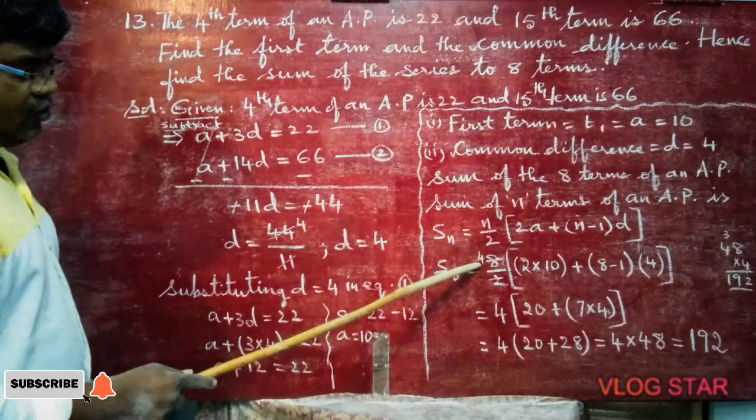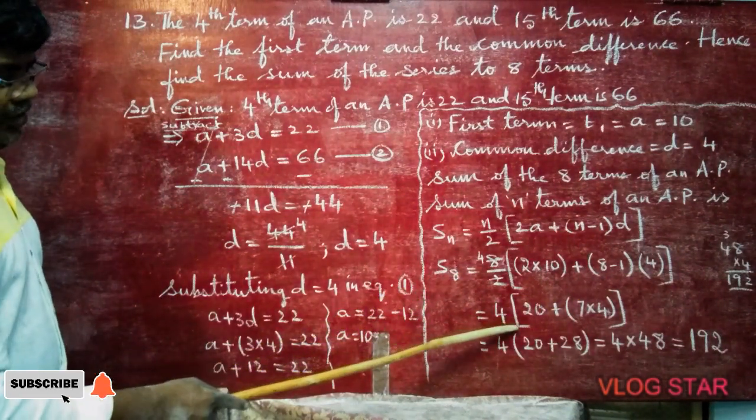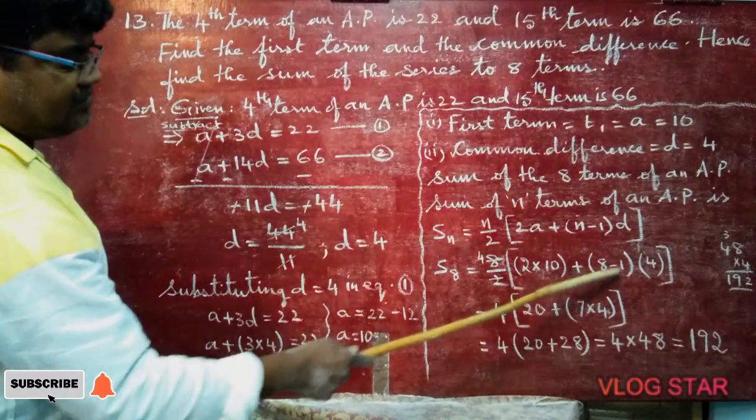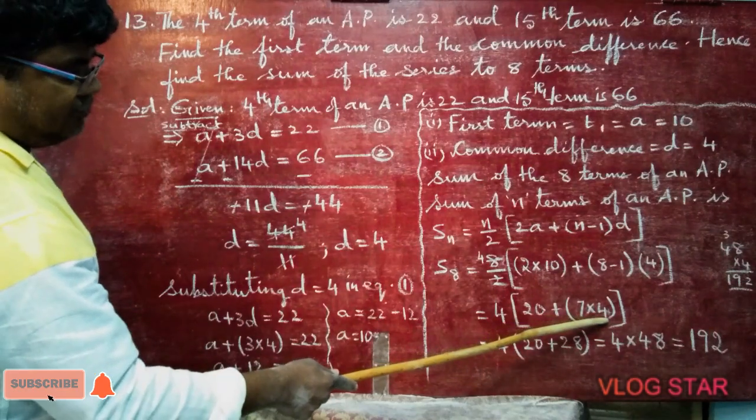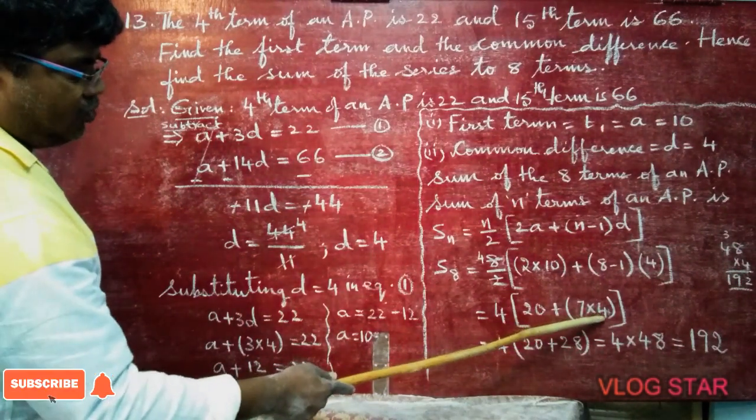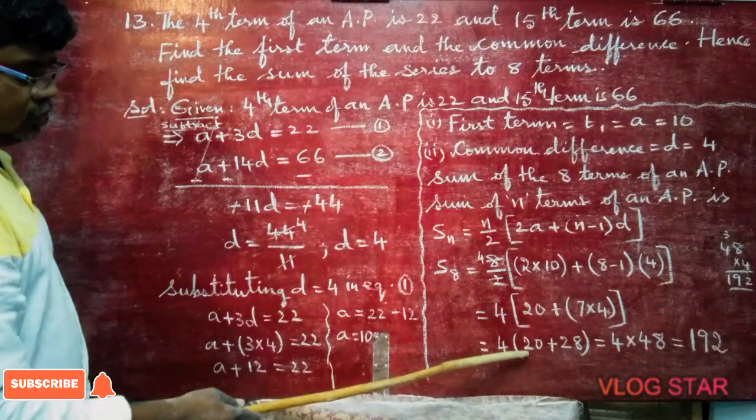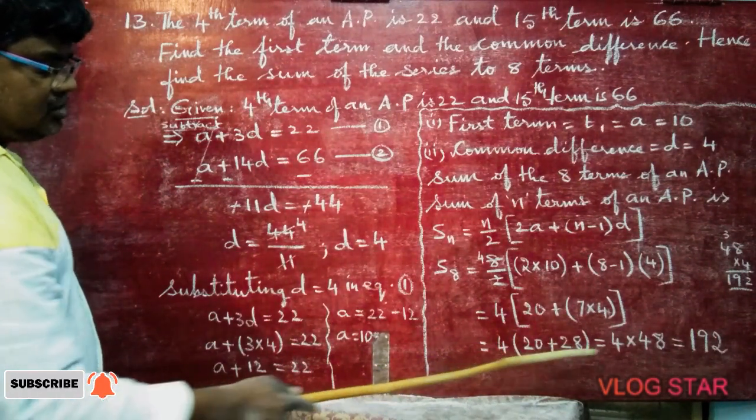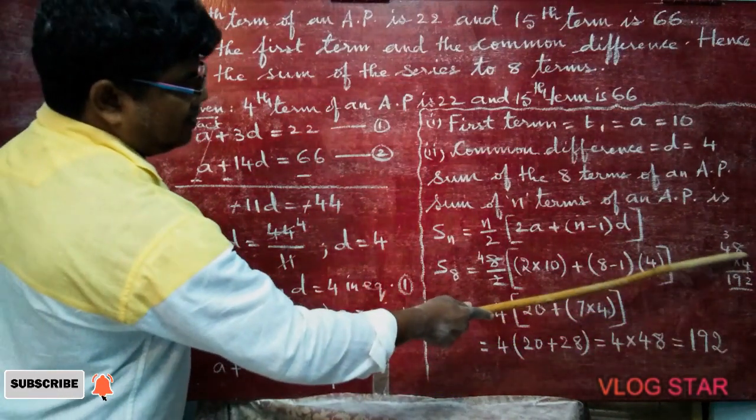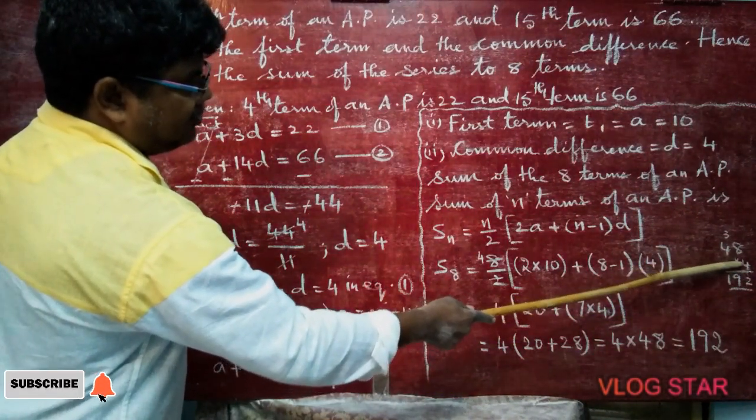2 goes in 8 4 times. So 4 into 2 tens are 20. 8 minus 1 is 7. 7 into 4, 4 into 20 plus 7 4s are 28. So 20 plus 28, how much? 48. So 4 into 48. Multiply 48 into 4.